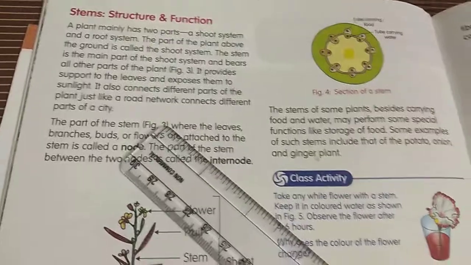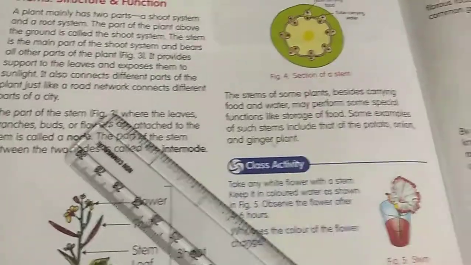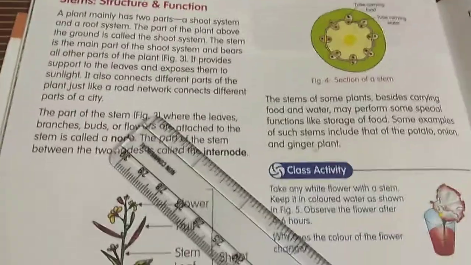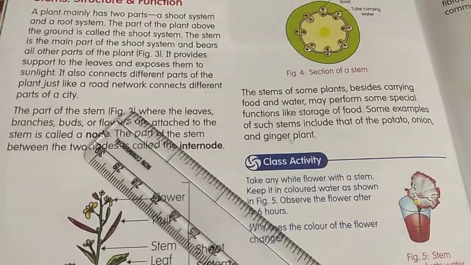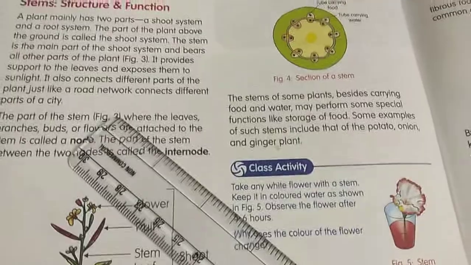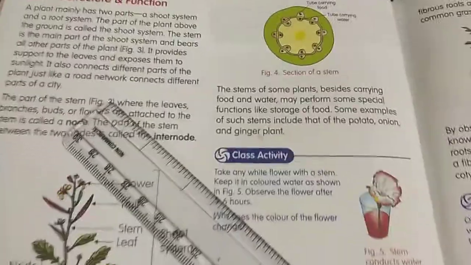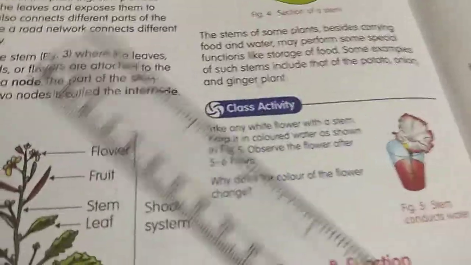So now I am telling you the first function: it is holding the entire plant, because only the stem bears the other branches, leaves, fruits, vegetables, flowers, everything, right? So the first function is holding the other parts of the plant.